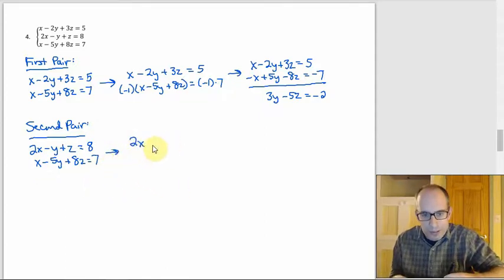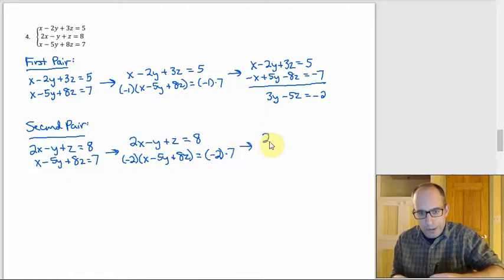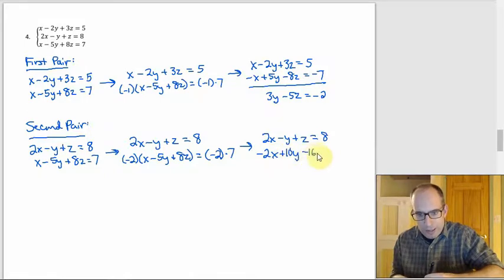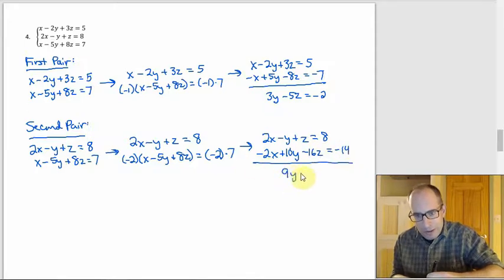So top staying the same, 2x minus y plus z equals 8. And then on the bottom, I'm going to multiply both sides by negative 2. So negative 2 times x minus 5y plus 8z equals negative 2 times 7. All right, and so then we're going to have 2x minus y plus z equals 8, and then minus 2x plus 10y minus 16z equals negative 14. If I add these together, that's 9y minus 15z equals negative 6.